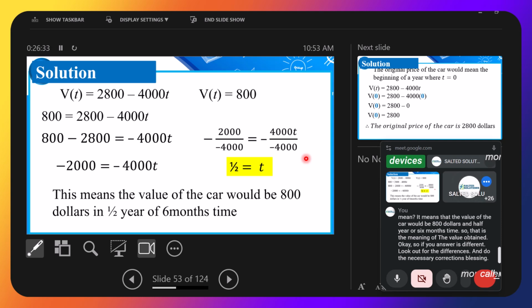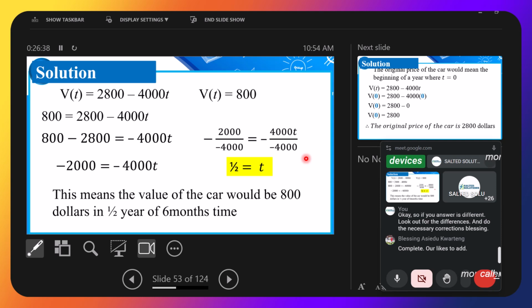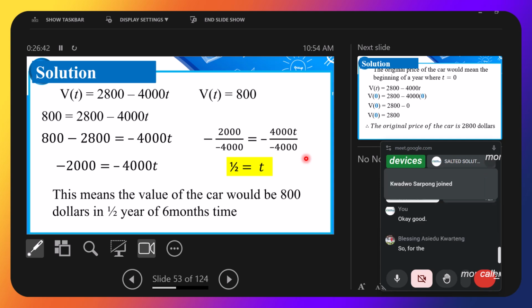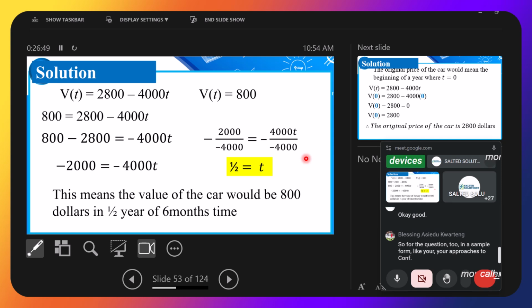Blessing. Then please, I would like to add something. Okay, go ahead. So for question two, in a simple form, your approach is too confusing. So I would like to add a simple form. Proceed.